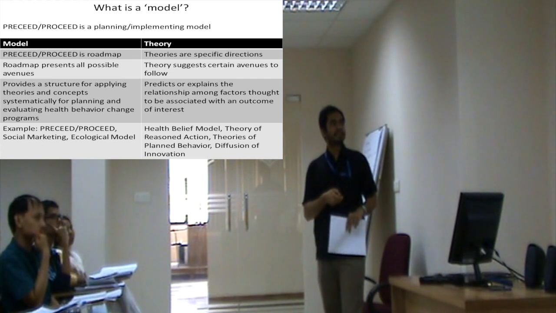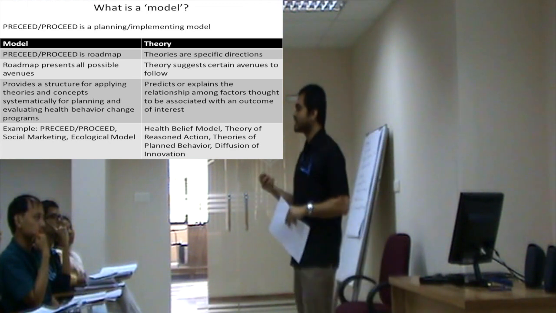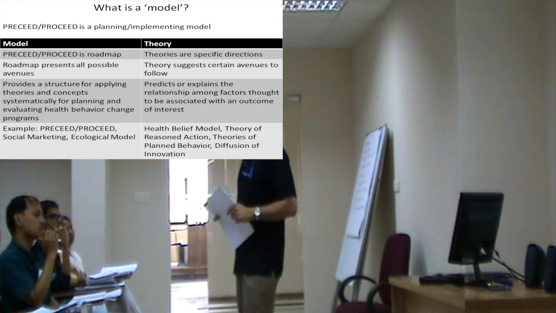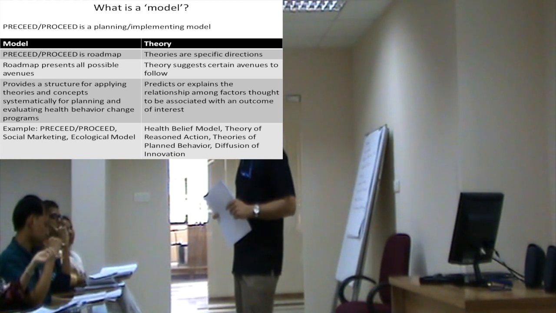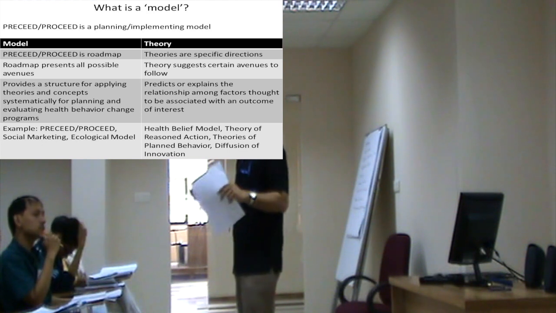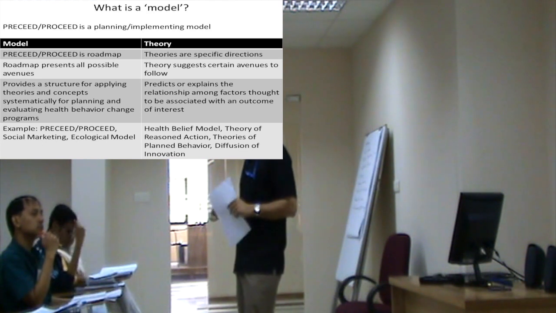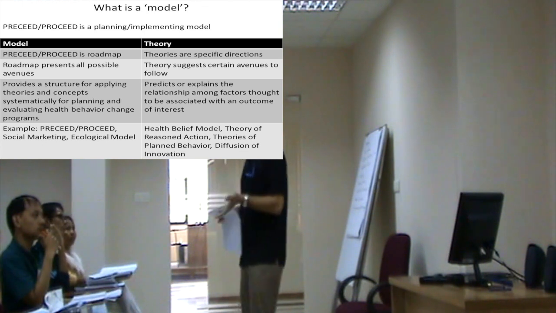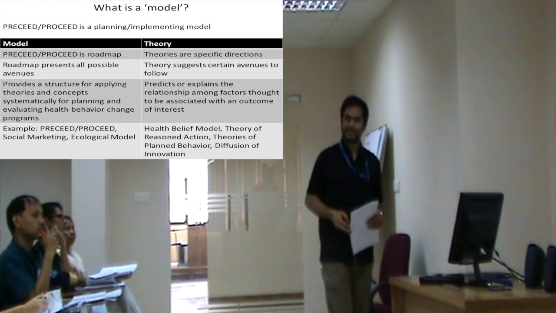Whereas the theory predicts or explains the relationship among factors that should be associated with the outcome of interest. Suppose your outcome of interest is, can you give some examples? What can be your outcome of interest, what you want to achieve? Give me an example. What do you want to achieve through health behavior change communication? Right. Very good example. I'll use this example.